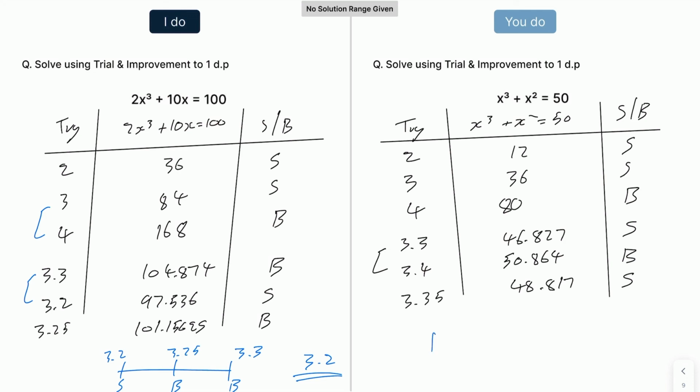And then for my final mark, draw this down here, 3.3, 3.4, 3.35. So this is big, small, small. And my answer is in this range here. So to 1 decimal place, my answer is 3.4.